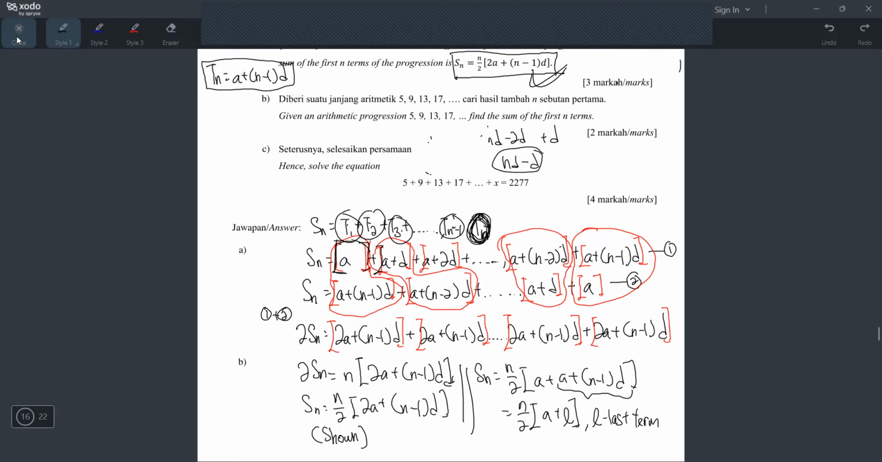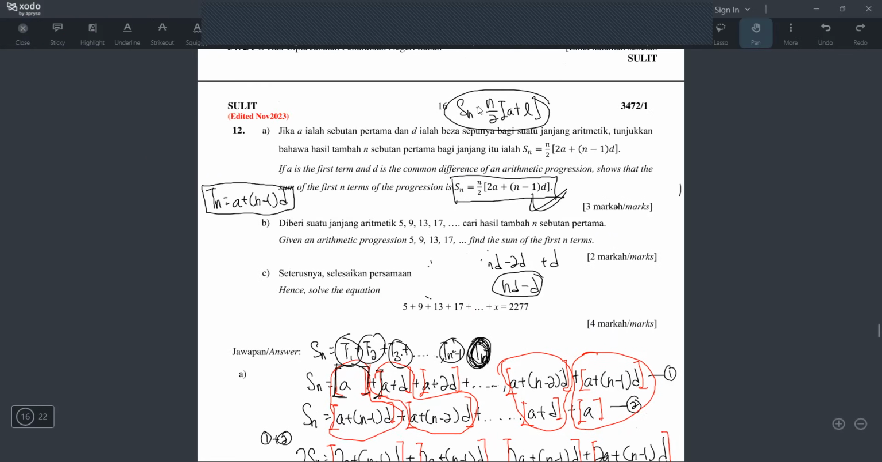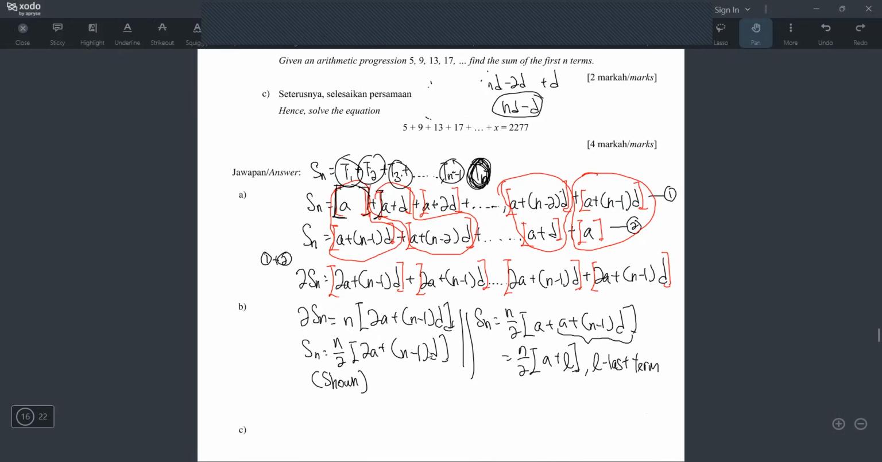So this is how you prove the other Sn formula in arithmetic progression. Because in arithmetic, there are two Sn formulas. I hope you know that. But if the question wants you to prove this formula, you will stop until here. Until here, you stop already.